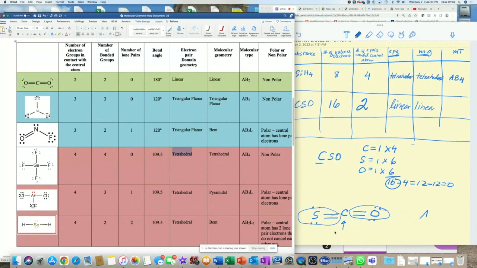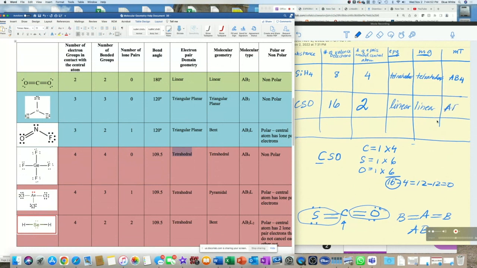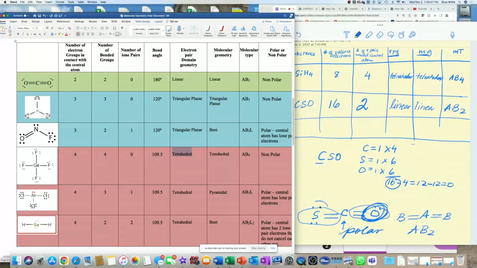Molecular type. Central atom is A, surrounding atoms are B, B, and there's no lone pair in the central atom. So when I write this down, I'm going to write it as A, B, 2. And that's how we get that over here. Okay? A, B, 2. Now, if I happen to have this molecule here, I'm just kind of going off track on purpose. If I happen to have this molecule right here, this molecule will be polar, right? Because the surrounding group on the right does not match the one on the left. They didn't ask me for all that.